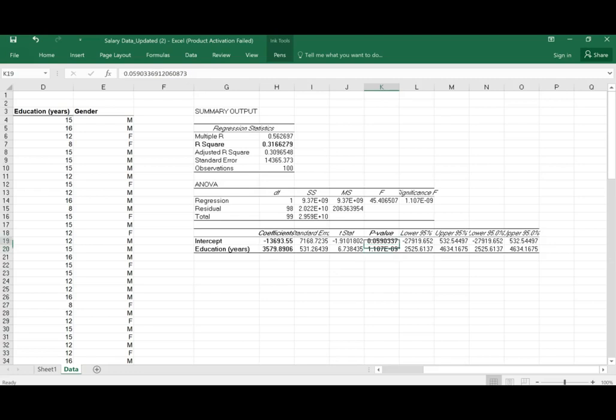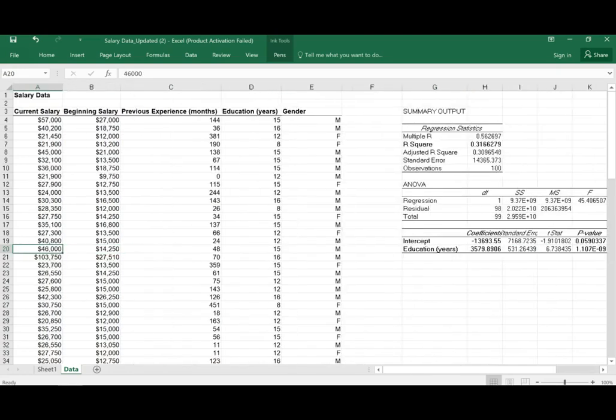I like looking at the p-values. Most people do, but I know some people like looking at the confidence intervals. If the confidence interval does not include 0, it means it's statistically different from 0. Okay, that was education, and I think the education one's pretty straightforward, but we've got to add one more story. We got to add gender.